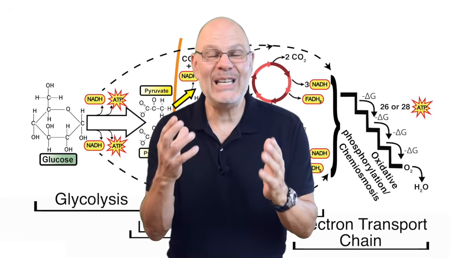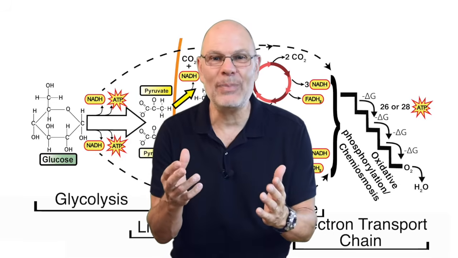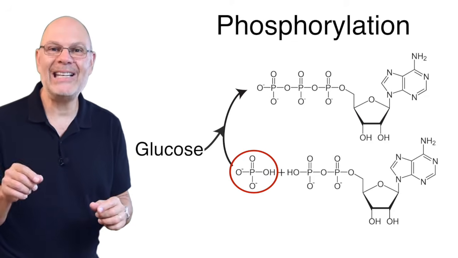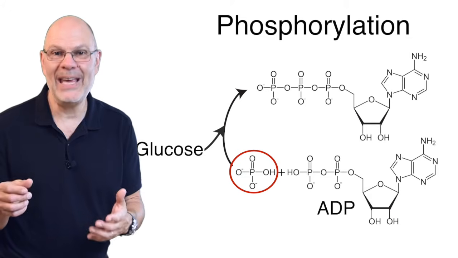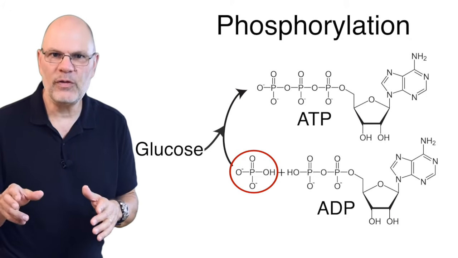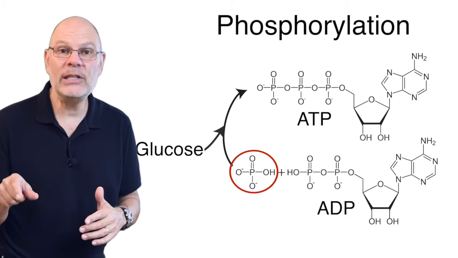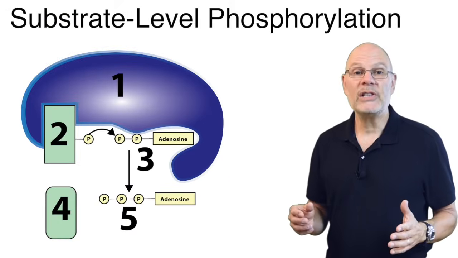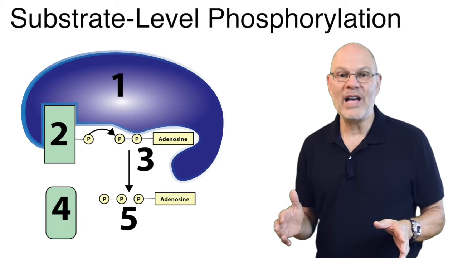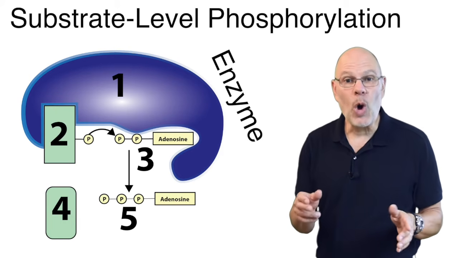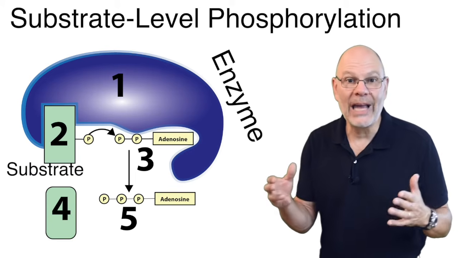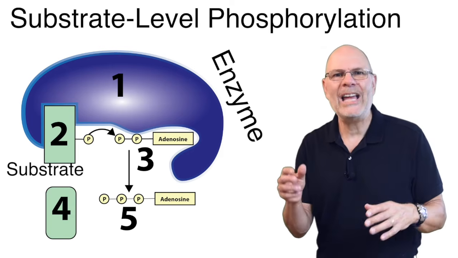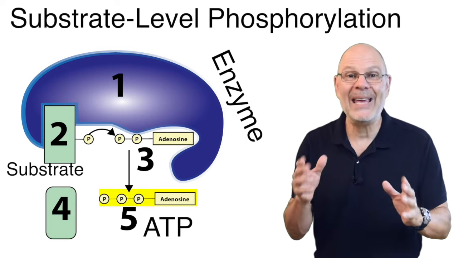So how does ATP creation actually happen? It's called phosphorylation. That's easy to remember because you're adding a phosphate to ADP to make ATP. There are two different ways in which phosphorylation happens. I'm going to end this video by explaining the one that happens in glycolysis and the Krebs cycle. This process is called substrate-level phosphorylation. An enzyme, shown at 1, takes a phosphate from some organic substrate. That just means a carbon-based molecule that has a phosphate group, and transfers it to ADP, making ATP.